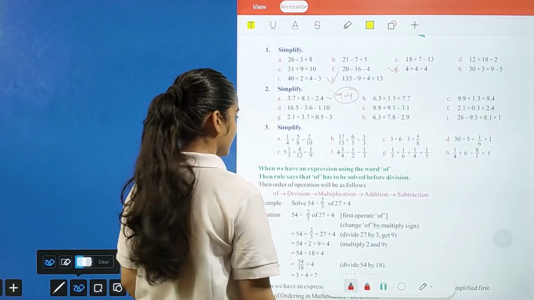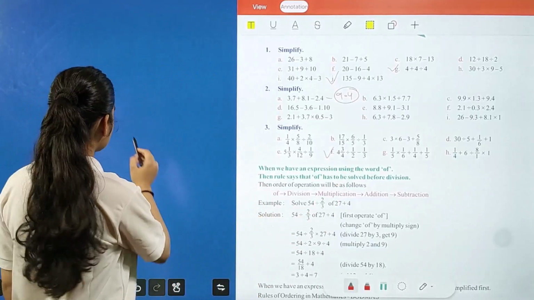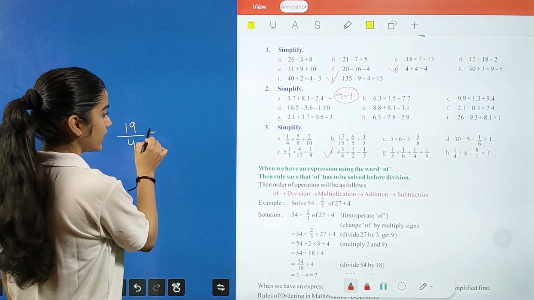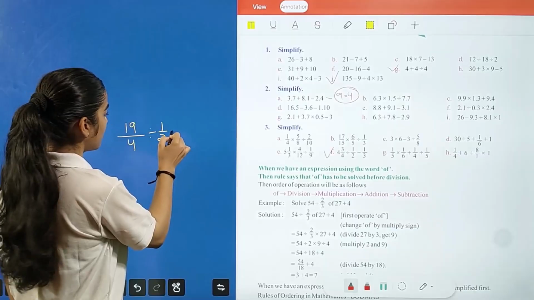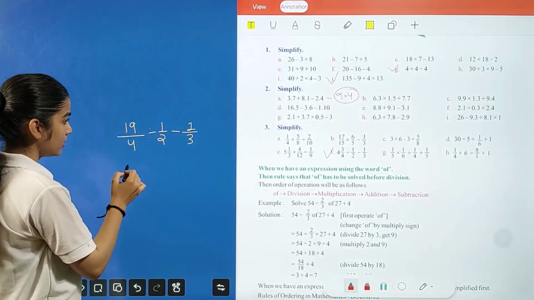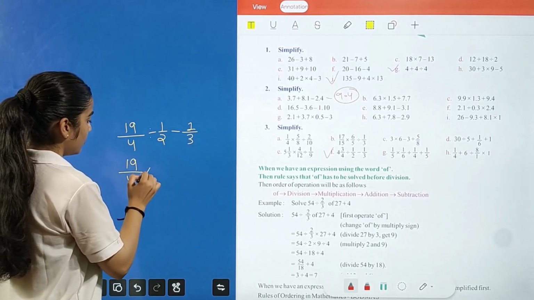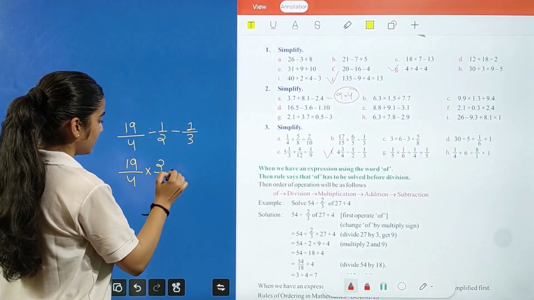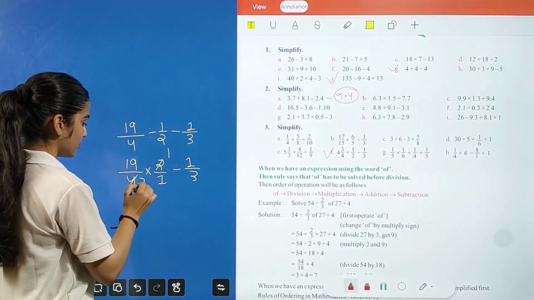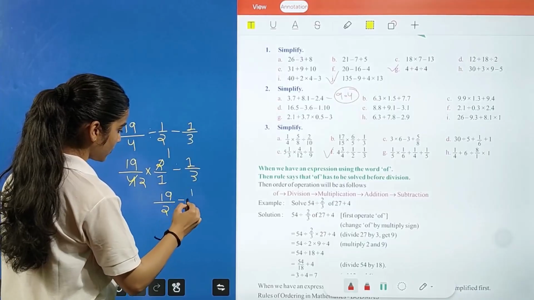Next, let's take this one. Here we have a mixed fraction. 4 fours are 16, 16 plus 3, 19. 19 upon 4 divided by 1 by 2 minus 1 by 3. So first we have to take the reciprocal of it. 19 upon 4 multiply 2 by 1 minus 1 by 3. 2 ones are 2, 2 twos are 4. So here we have 19 by 2 minus 1 by 3.